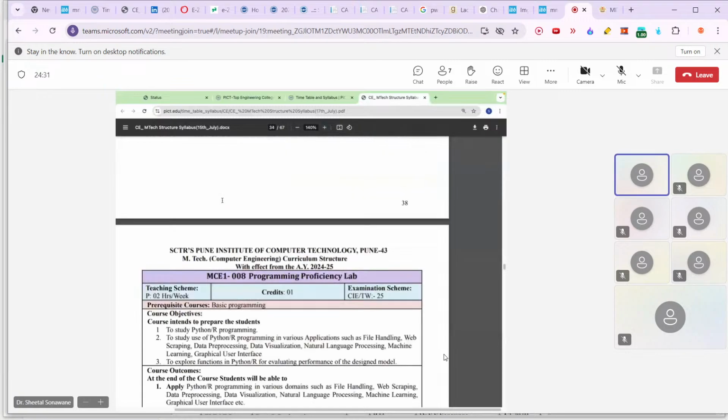I will tell you in detail in the lab session. So before going into detail, let us have introductions, student introductions, because this is the first lecture.